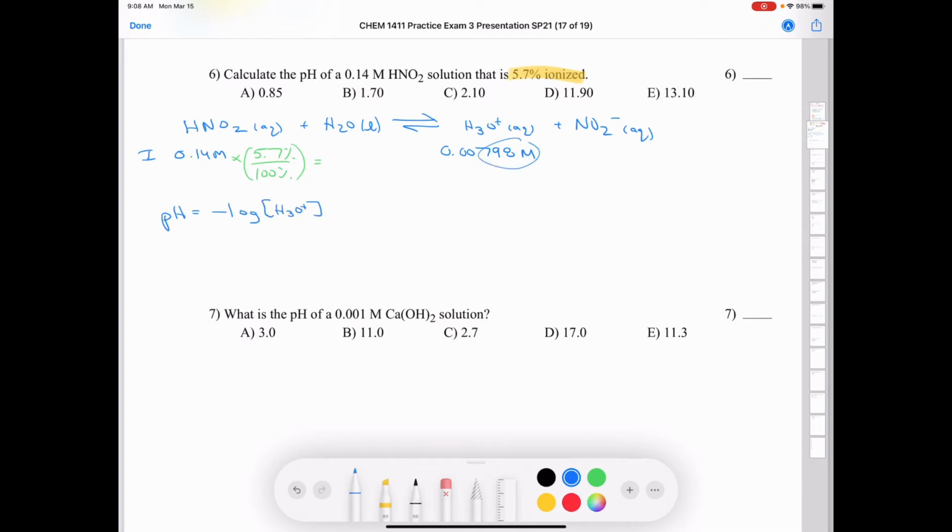Now I know that here I have an extra sig fig, but I'm going to round that off at the end. So I have the pH is equal to negative log of 0.00798. And when I put that in my calculator, I end up with 2.10. Remember, I report the pH to 2 decimal places because they gave me a concentration with 2 significant figures. And so the pH of this nitrous acid that is 5.7% ionized is going to be 2.10.